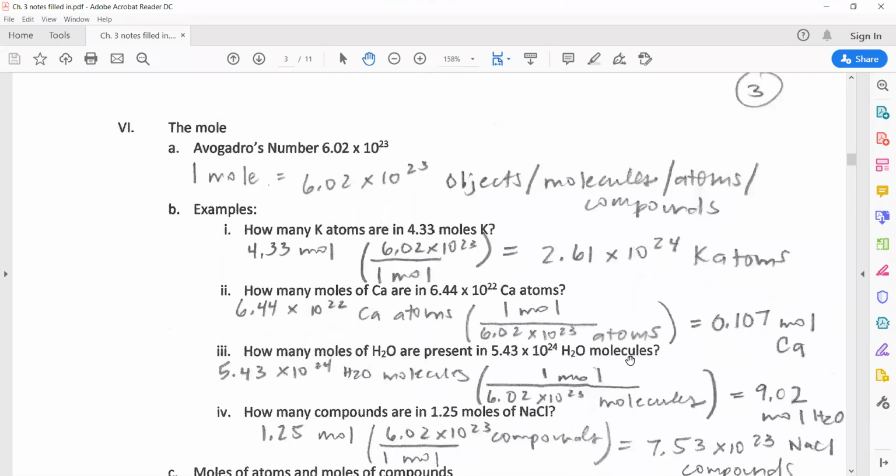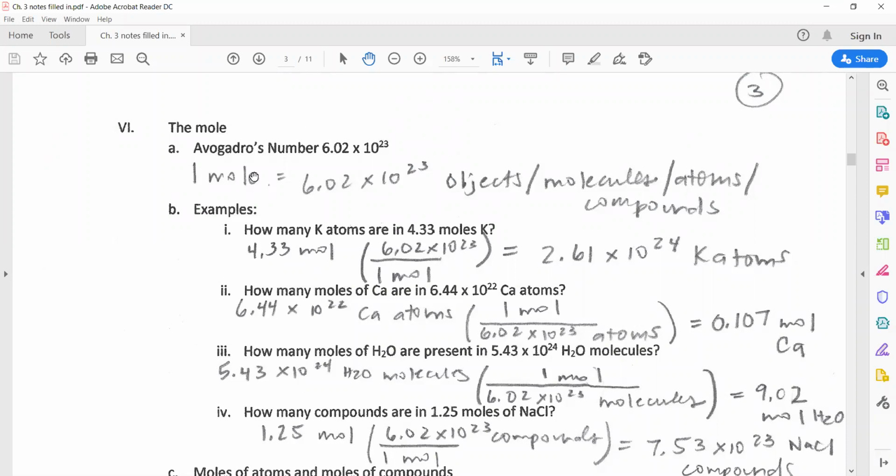Okay, then we move to this thing called the mole. So a mole is kind of like a dozen, where a dozen of anything means 12, whereas a mole means 6.02 times 10 to the 23rd. So it's just a very, very large number. It can be objects, molecules, atoms, compounds, etc. It could be shoes. 1 mole of shoes would be 6.02 times 10 to the 23rd. That is a humongous number.